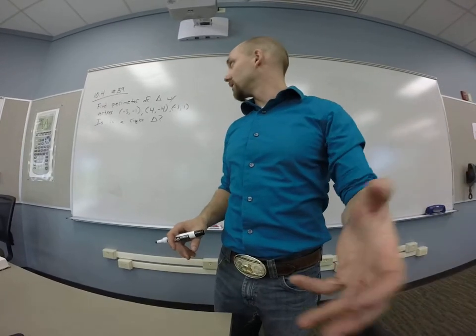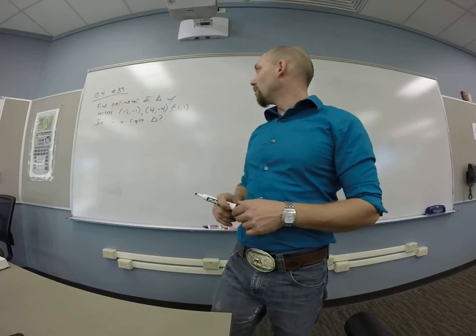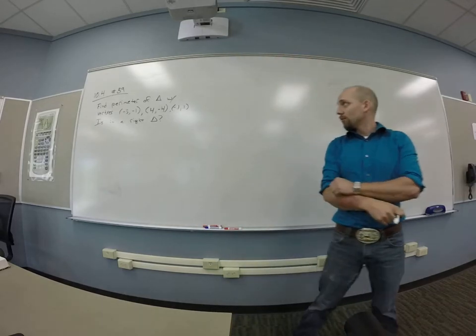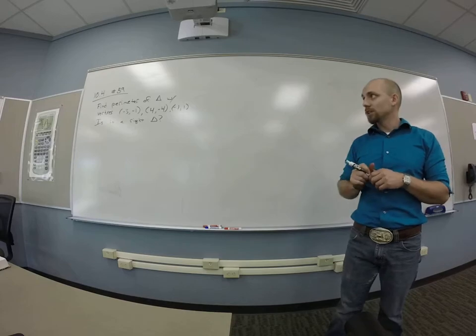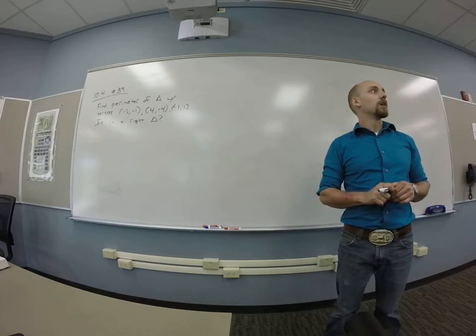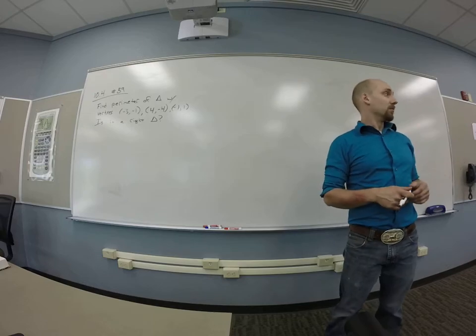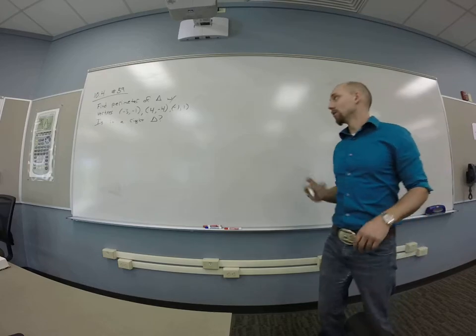Okay, let's connect some algebra to some geometry. If we want to find the perimeter of a triangle with these vertices, and then wonder if it's a right triangle, how do I do that? Yeah, that's a good idea, right? I just tried to draw a picture.